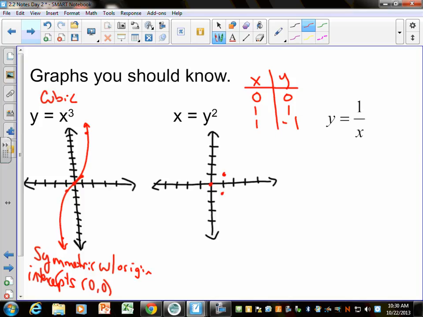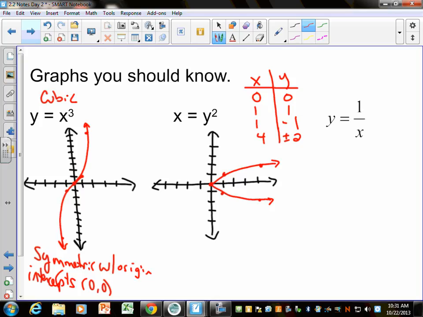If you plug in plus or minus 2 for y, what would you get for x? 2 squared is 4. If you plug in negative 2, you're also going to get 4. So at 4 and 2, it looks like this. So it's a sideways parabola. We did those in Algebra 2, conic sections. We did it in pre-cal, or we will do it in pre-cal if you're in pre-cal now. It is still a parabola. It's just a sideways parabola, right? So if you want to call it a parabola, you can.